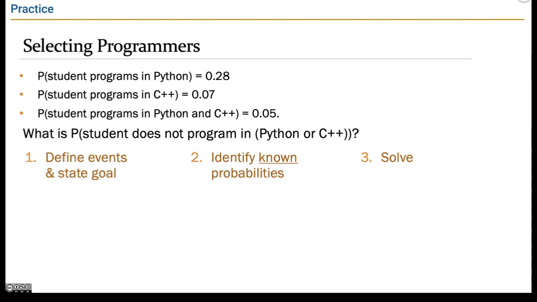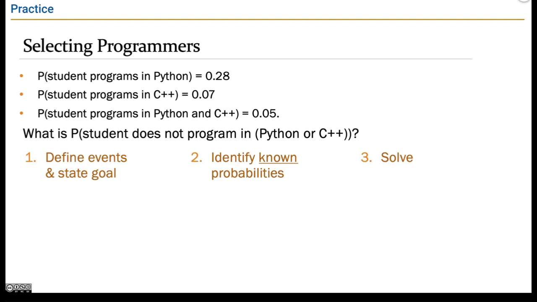Let's try one more practice. All right, so I tell you the probability that a student programs in Python is 28%. The probability the student programs in C++ is 7%. The probability the student programs in Python and C++ is 5%. What is the probability the student does not program in Python or C++? Go ahead, put this on pause and see what you can do.